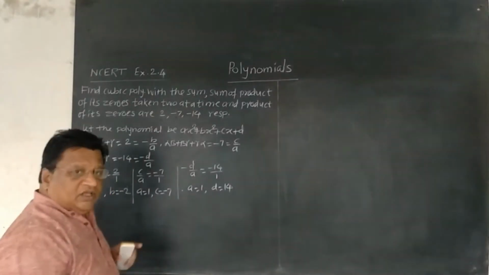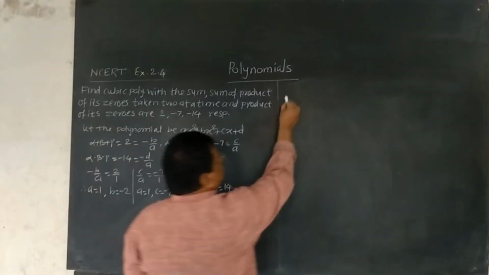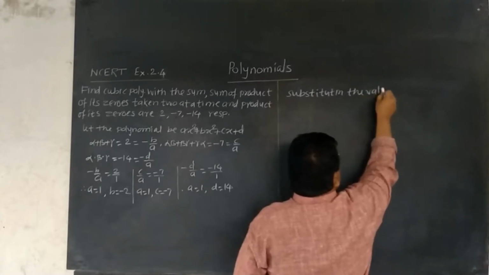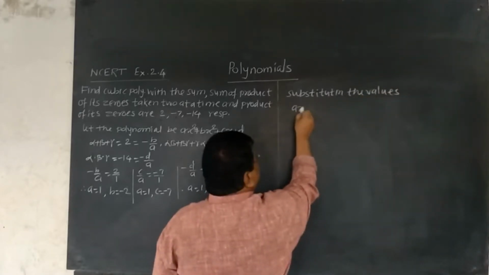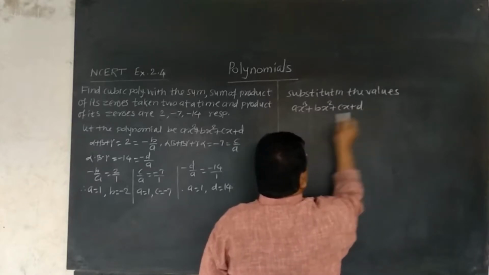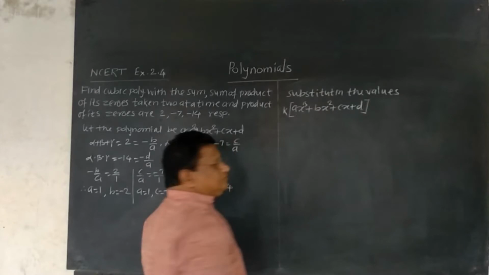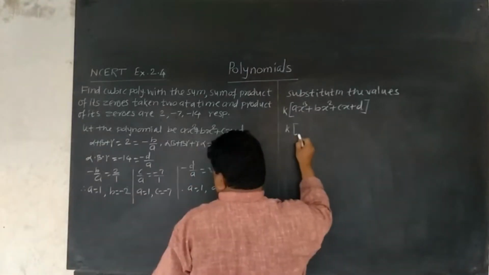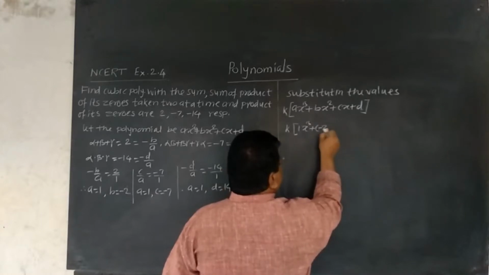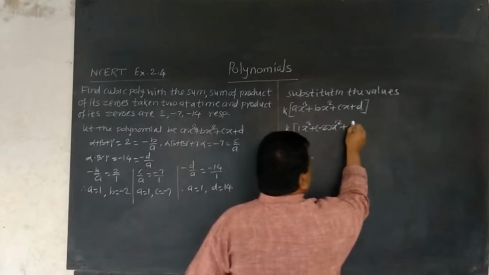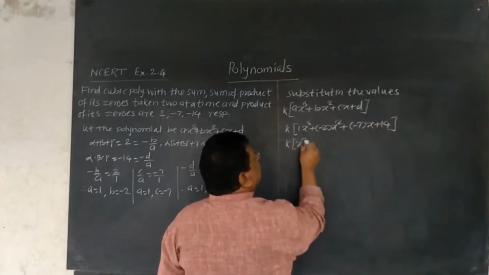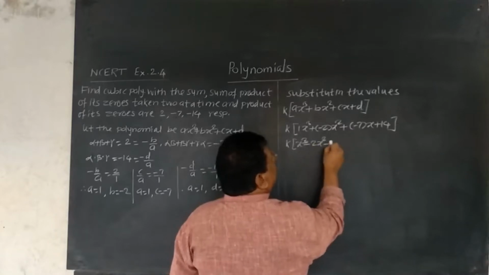So, substituting the values in k into ax cube plus bx square plus cx plus d. So k into bracket, a is 1, so 1x cube, b is minus 2, so plus minus 2x square, c is minus 7 into x, plus d, that is 14. So k into x cube minus 2x square minus 7x plus 14.